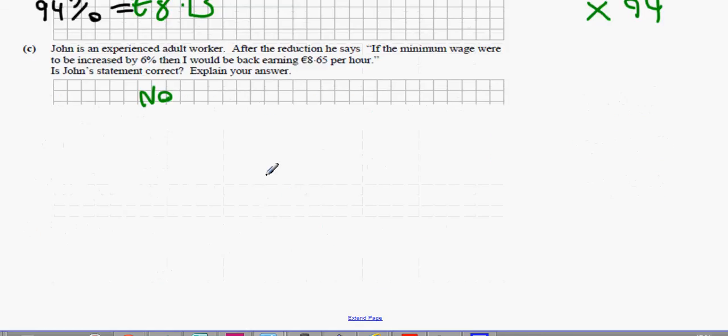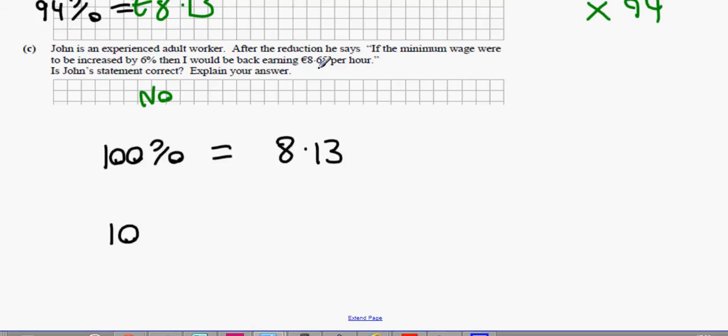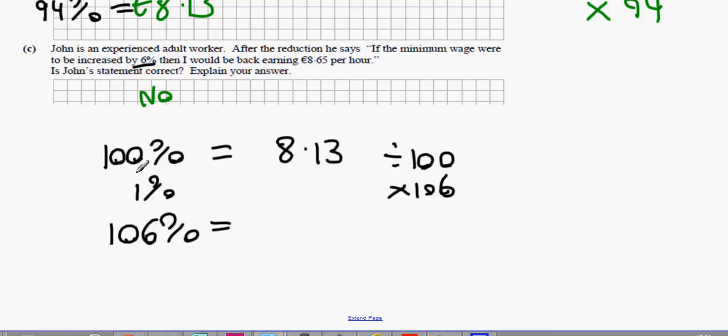His new wage is considered his 100%. His new wage at 100% is €8.13 an hour. We want to find out if he gets a 6% increase, he's going to be on 106%. So what we're going to do is divide by 100 and multiply by 106. Dividing by 100 gets you to 1%, multiplying by 106 gets you up to 106%.